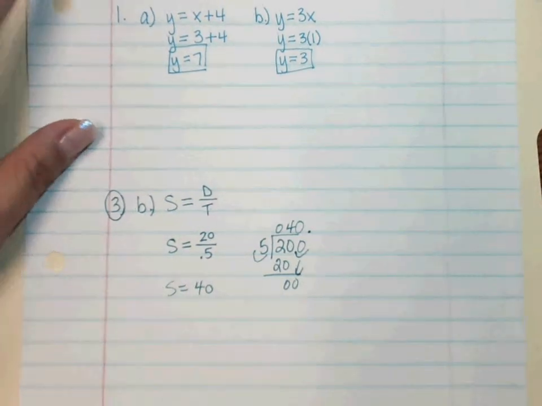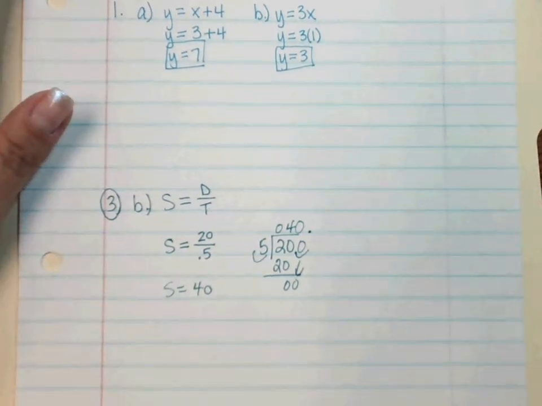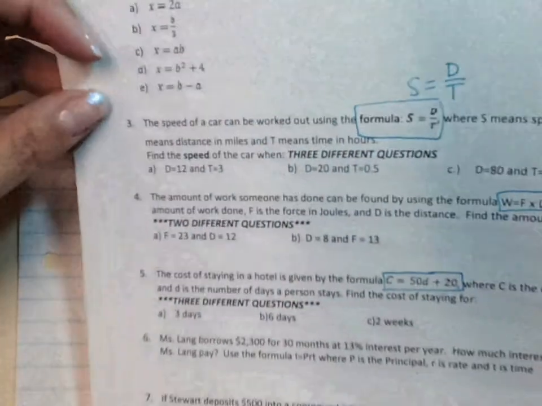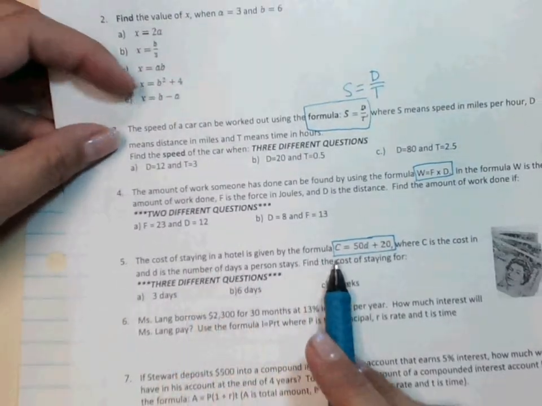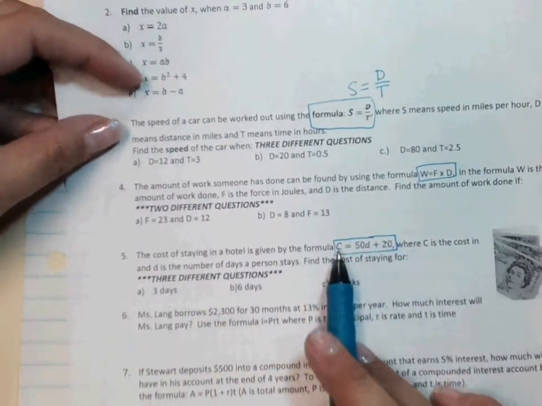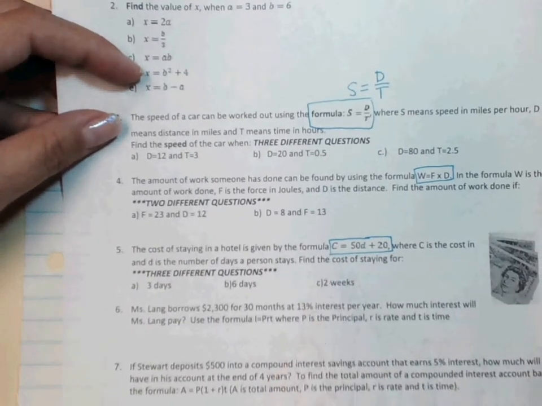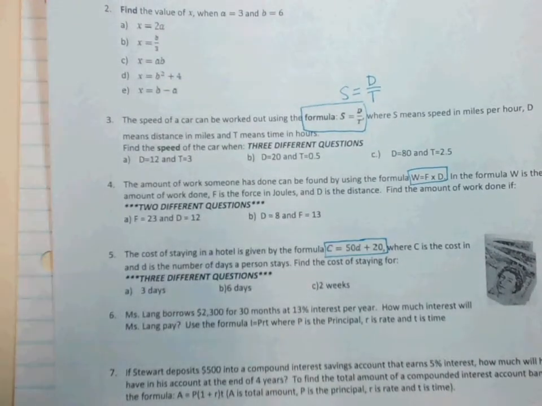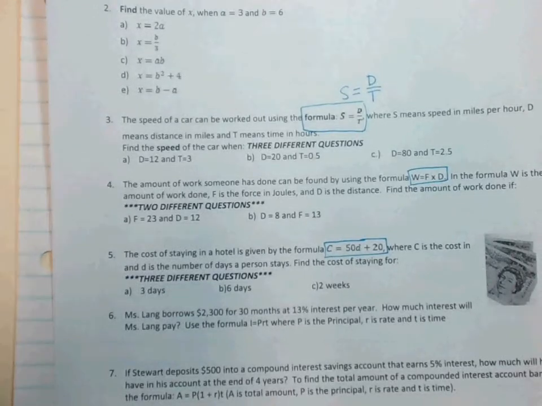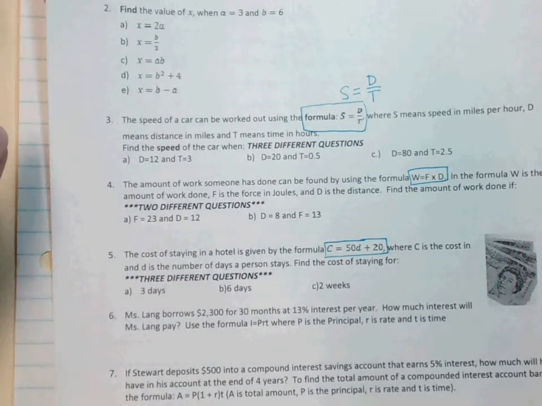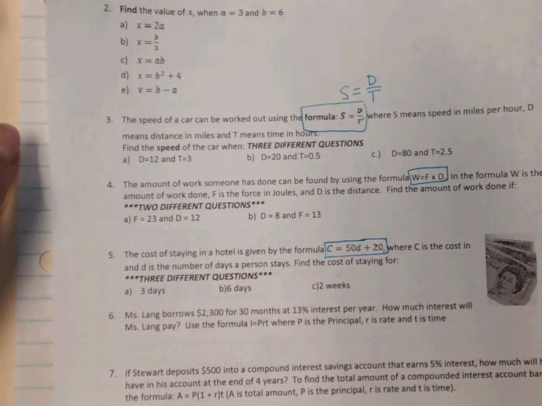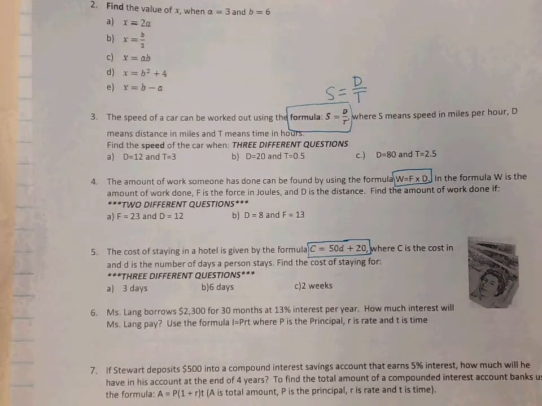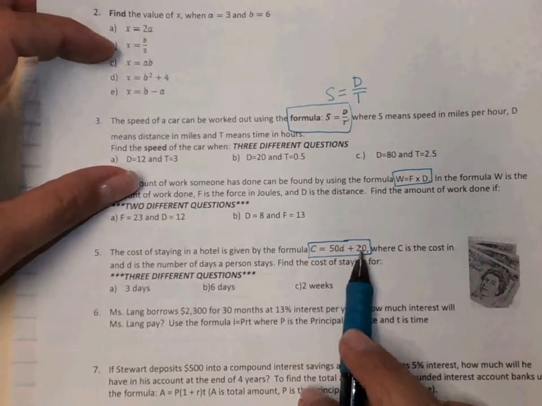Now, while we're at it, we might as well look at our next question. I want to look at number 5. Number 5 says the cost of staying in a hotel is given by this formula. Okay, that's the important part, is the formula. I feel like it's not focused. Give me a second. Let's see if we can't fix that. Maybe this is the light issue. Maybe that's better, hopefully. So here's my formula.